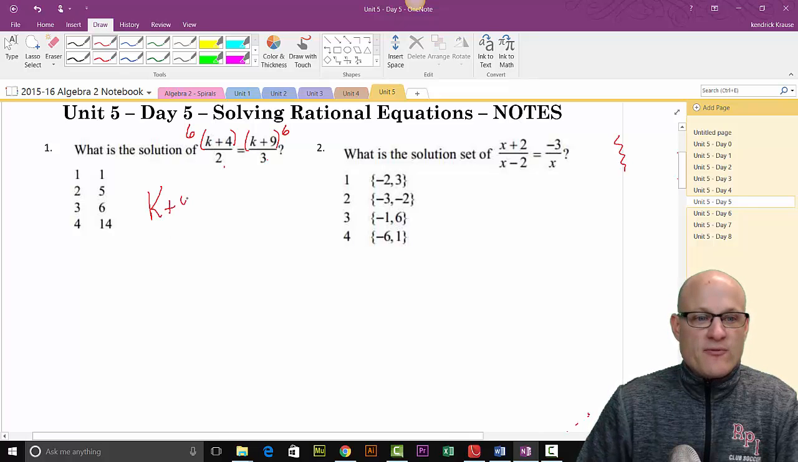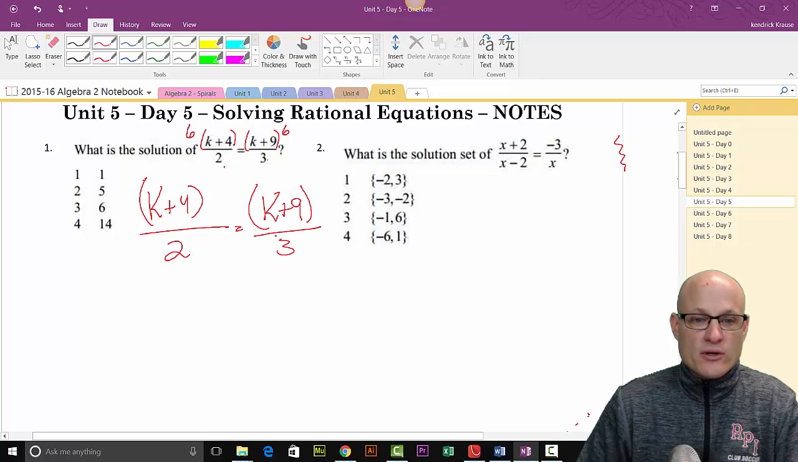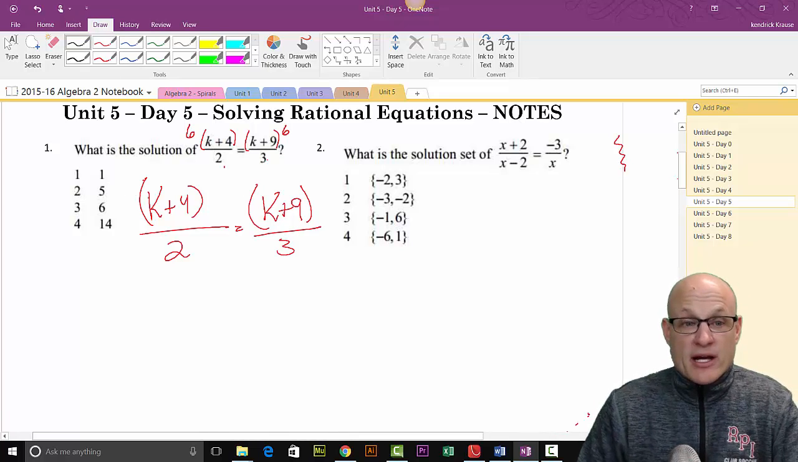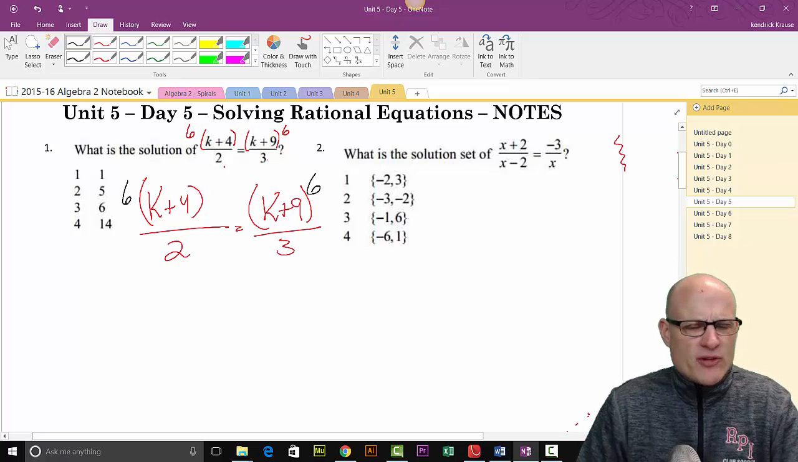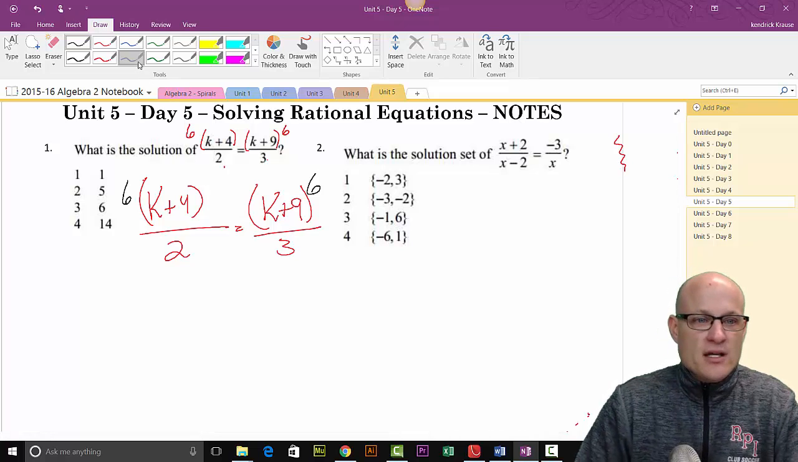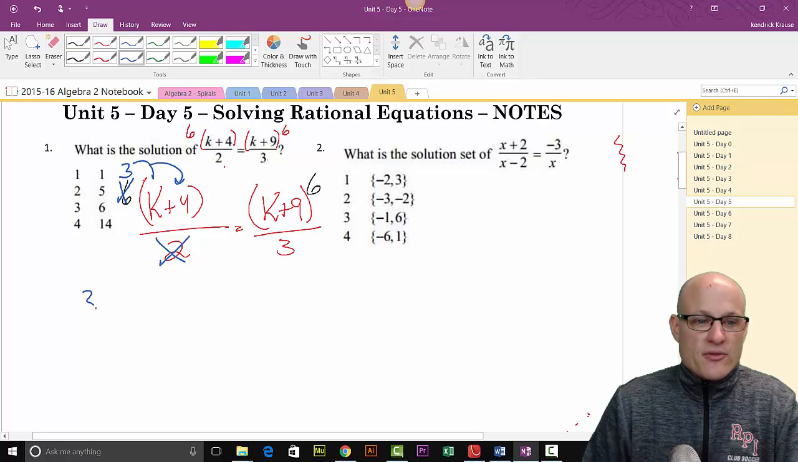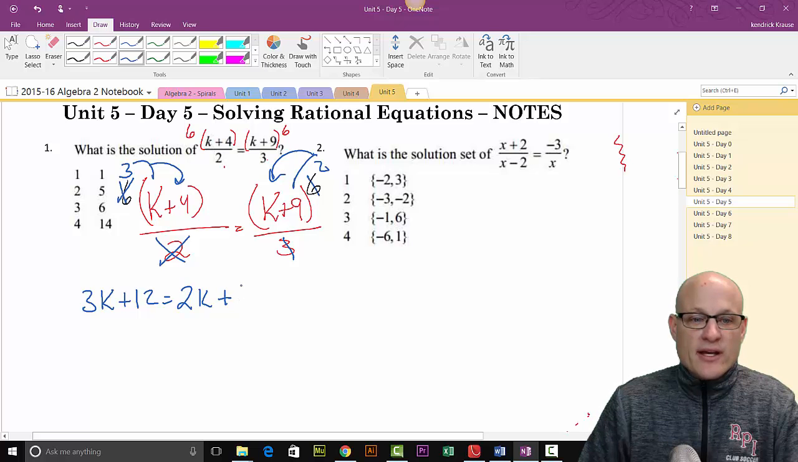So it's (k plus 4) over 2 is equal to (k plus 9) over 3. So I want to multiply both sides by the common denominator. In this case, the common denominator would be 6 and 6. So as long as you multiply both sides by the same thing, you're okay. So now, wait, 2 goes into 6 3 times. And then I'll distribute the 3. So I get 3k plus 12 equals. And 3 goes into 6 twice. And distribute this, and I get 2k plus 18.